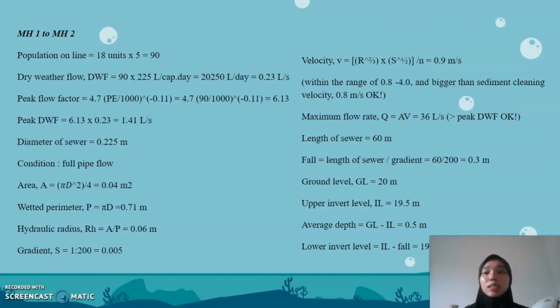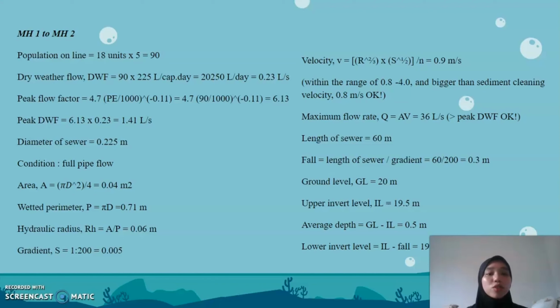Population online is 18 units times 5 equals 90, and then we calculate the dry weather flow, DWF, which we get as 0.23 liter per second, and then the peak flow factor, which is 6.13. Peak DWF is 1.41 liter per second, and the diameter of sewer is 0.24 meter. For the full pipe condition, flow area is 0.04 square meter, wetted perimeter P equals 0.71 meter, hydraulic radius is 0.06 meter, and gradient is 0.005. Now we calculate the velocity, which is 0.9 meter per second.